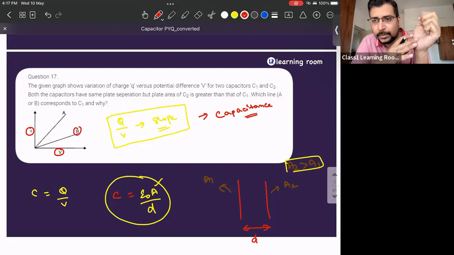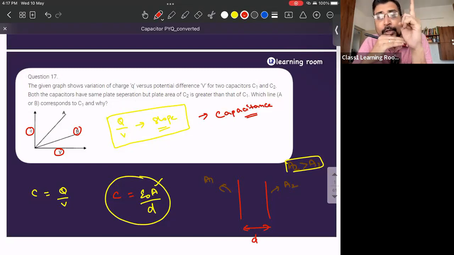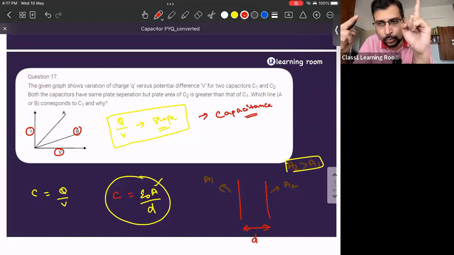This is one such rare question where they'll give you the graph. When they give you the graph, if Q is taken on y-axis and V is taken on x-axis, then Q by V will give you the slope. So Q by V is slope according to mathematics, but the same Q by V is going to be capacitance according to physics.